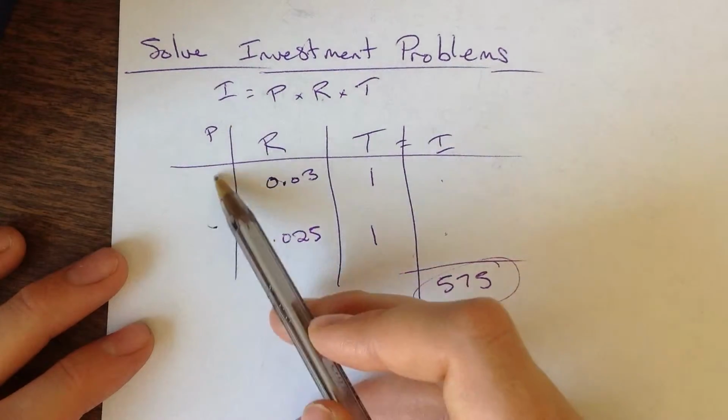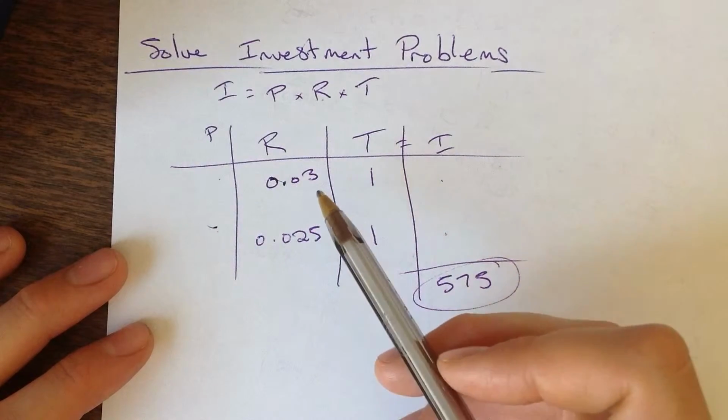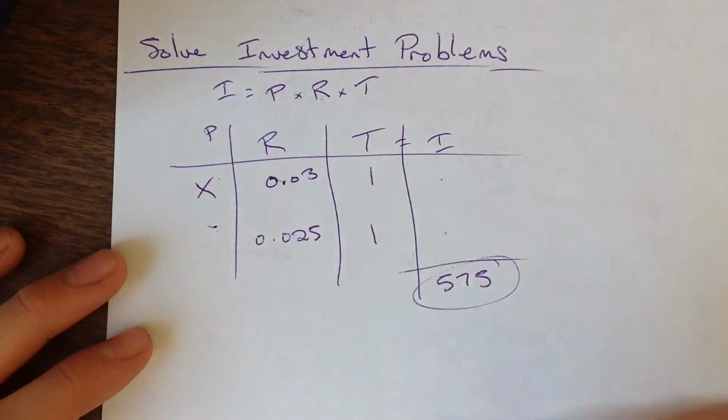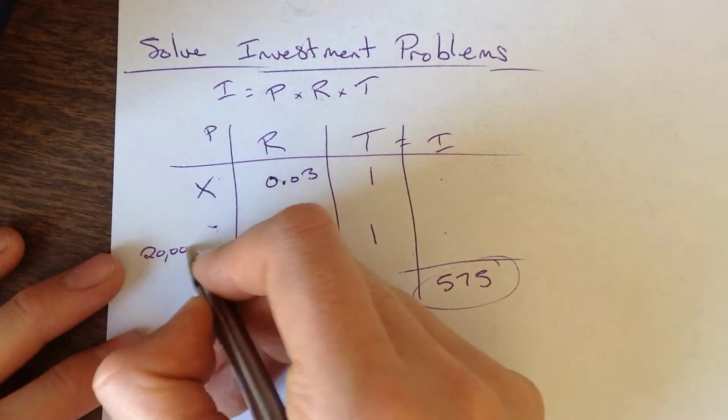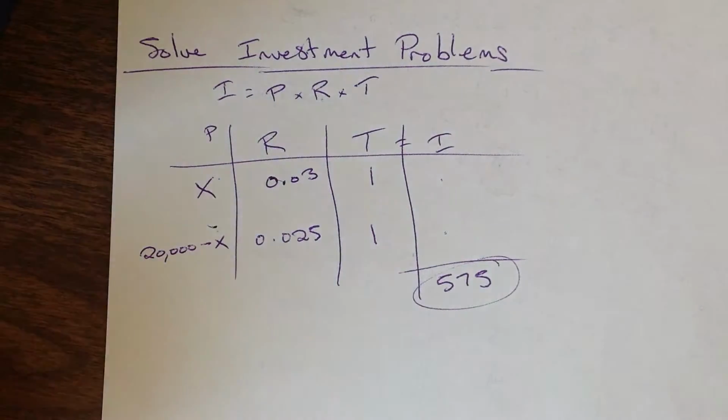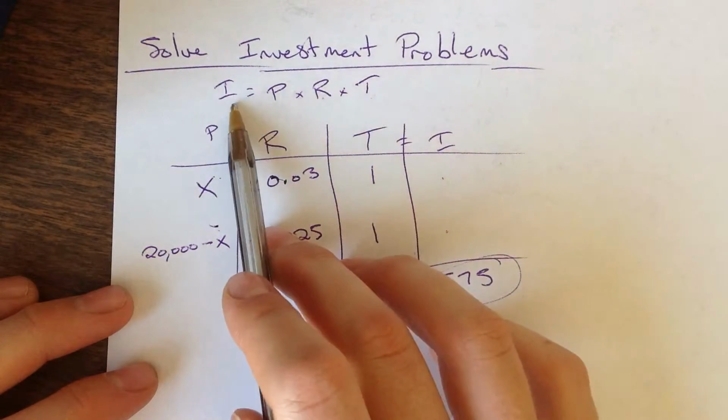Well, we want to know how much principal he sticks in each of these interest accounts. So if he puts X amount in account 1, and he starts with $20,000, you subtract off that X amount, and you'll know how much he stuck in account 2. Multiply these three things together, you get interest.